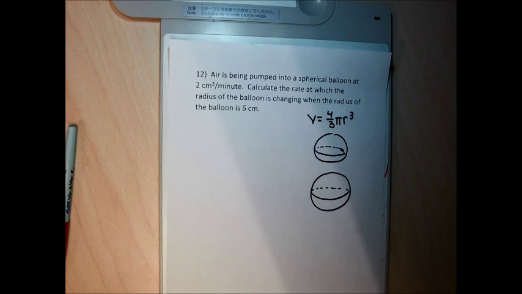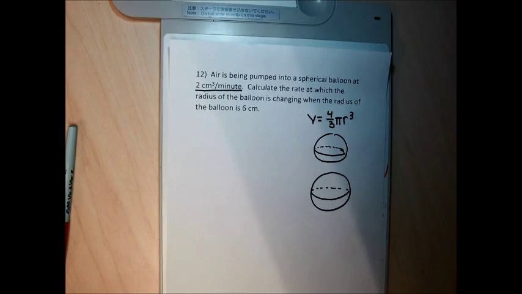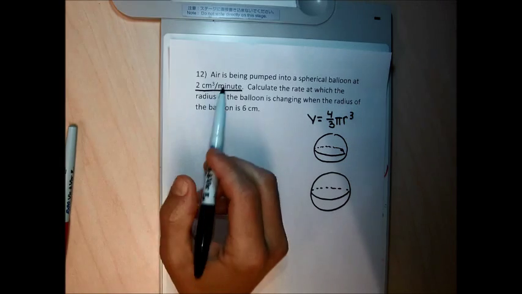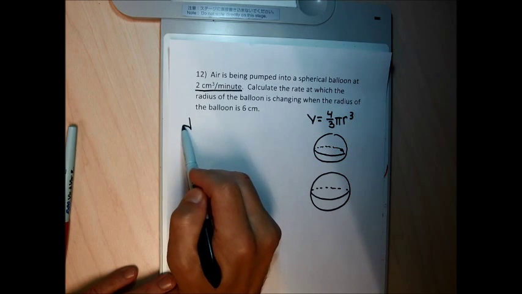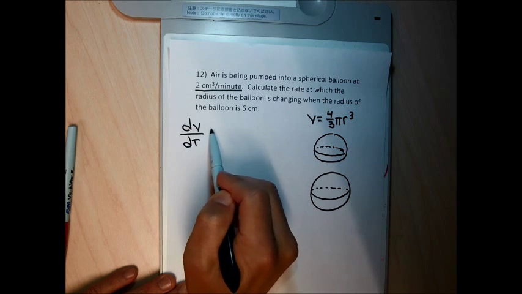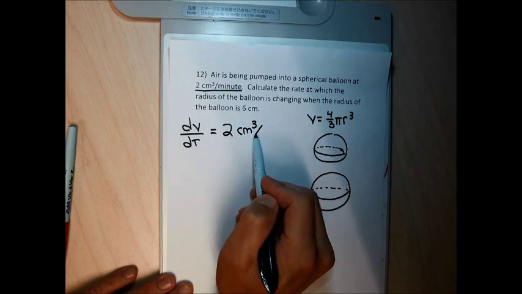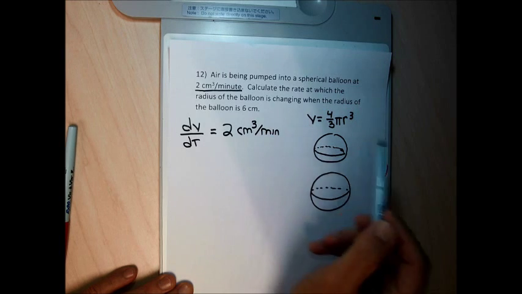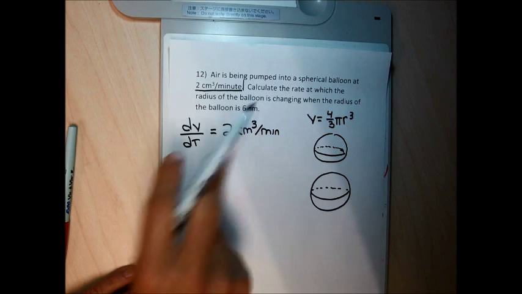As I read through the problem and look at the numbers that are given, the first number I see is air is being pumped into the balloon at 2 centimeters cubed per minute. Immediately when I see an exponent of 3 with the units, I know that's a volume. And this is telling me how the volume is changing with respect to time. That 2 centimeters cubed per minute is dV/dt, or the change in volume with respect to time. That's everything in the first sentence. The first sentence only gives me enough to get that dV/dt.